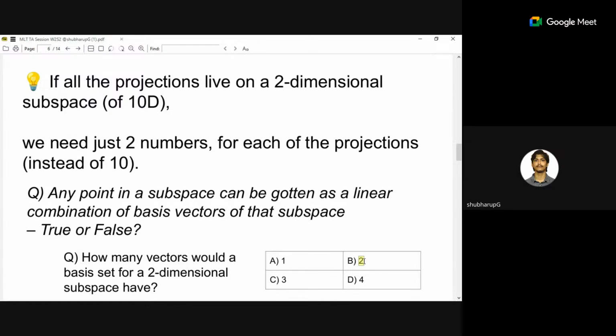Two is too small a number, so let's take some bigger number. If it's 10D, maybe a 5D representational subspace. So just keep the five coefficients on the five basis vectors of the representation subspace, and then don't bother about reconstructing anything anymore. Those five numbers are the representation of the original data point.